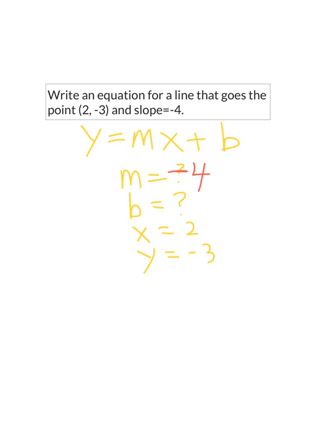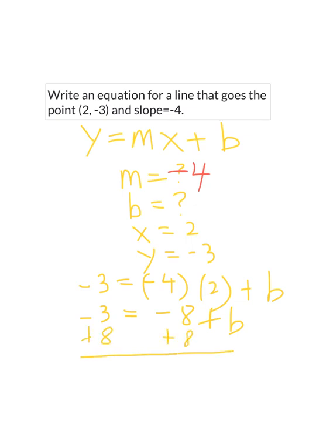All right, so let's try it. So let's see, y is -3, m is -4, x is 2, plus b. See, -4 times 2 is -8. So I have -3 equals -8 plus b. I know how to solve this. This is easy. Plus 8, plus 8. And I get b equals 5.